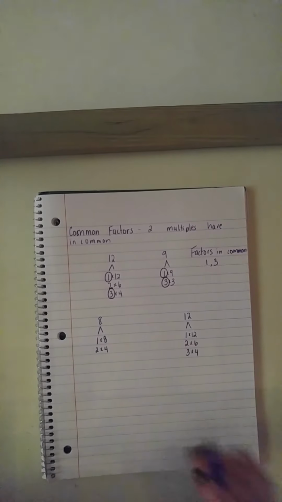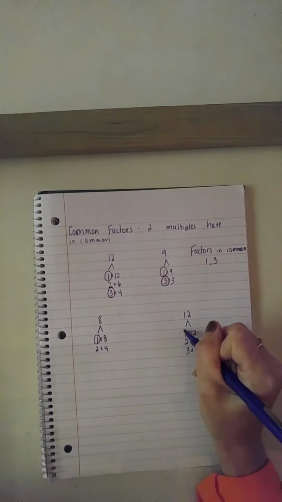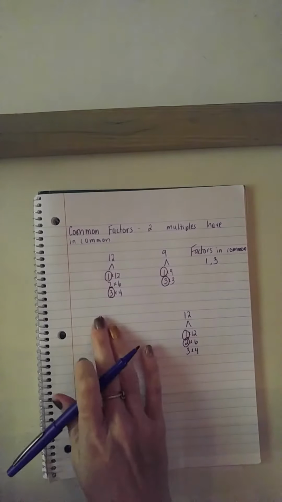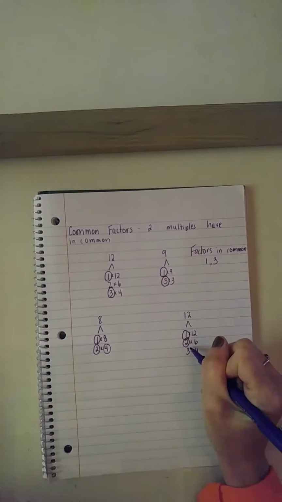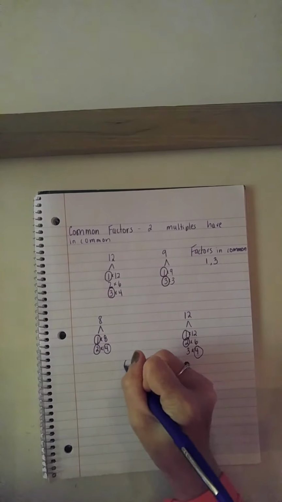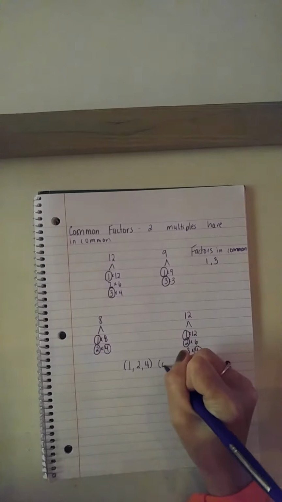So now I'm going to circle all of the factors that they have in common. 1, 1, 2, 2, and going from the smaller number, 4, 4, 8, nope. So my common factors are 1, 2, and 4. These are my common factors.